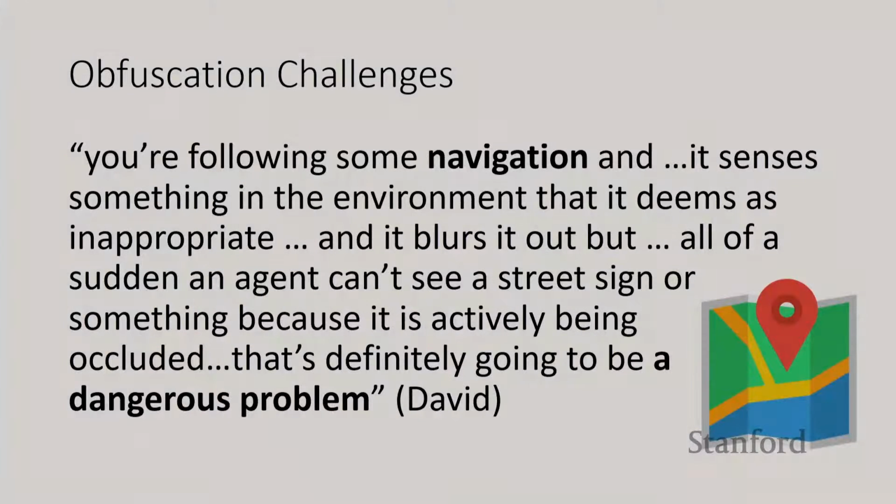In another context, David said, you're following some navigation and it senses something in the environment that it deems inappropriate and blurs it out. But all of a sudden, an agent can't see a street sign or something because it's actively being occluded. That's definitely going to be a dangerous problem. More so in a navigation context, if you're walking, you need to see certain details about your environment, or need to hear them described, in order to get from point A to point B safely.